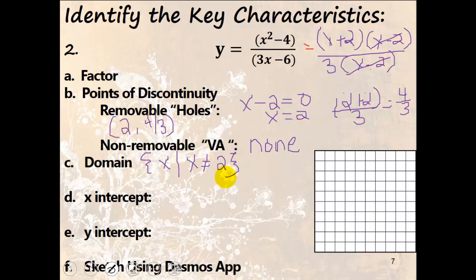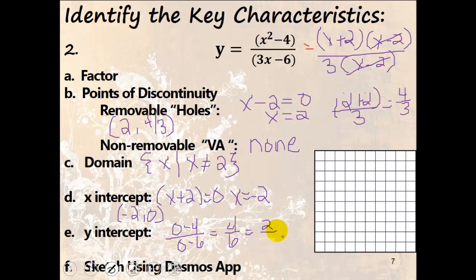The x-intercept, I pick up any factor in the numerator that can't be canceled with the denominator, and I set it equal to 0, so x is equal to -2. So that's the point -2, 0. My y-intercept, I plug in 0 for x, so I get (0 minus 4) over (0 minus 6), so I get 4 over 6, which is equal to 2/3. So I get the point 0, 2/3. And then we're going to sketch using Desmos.